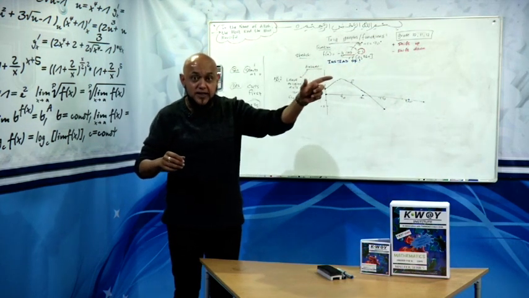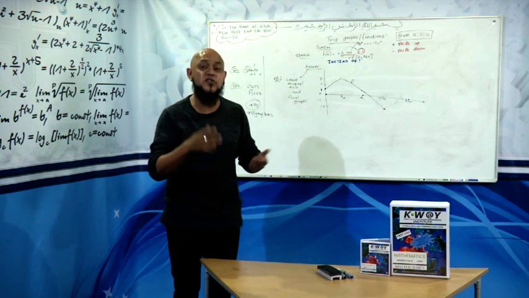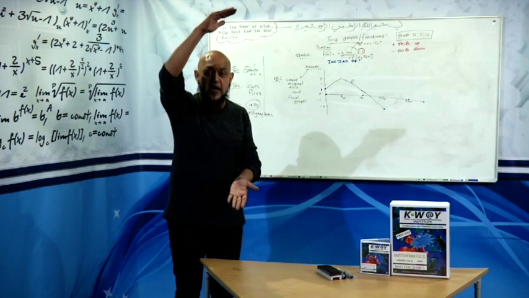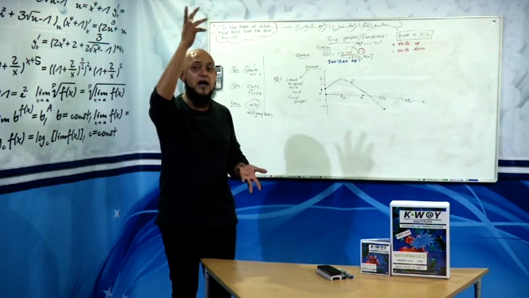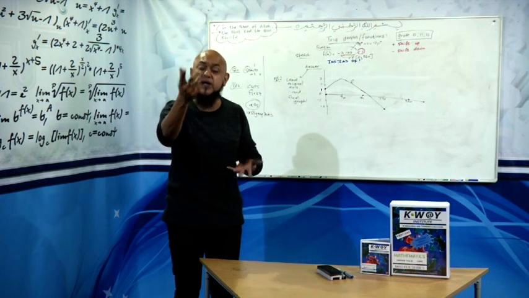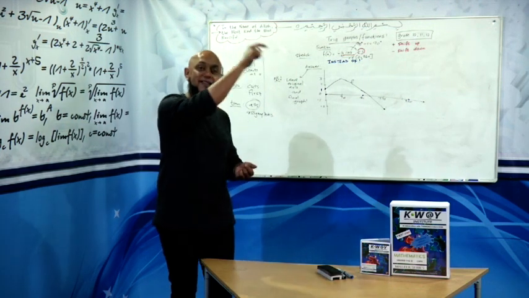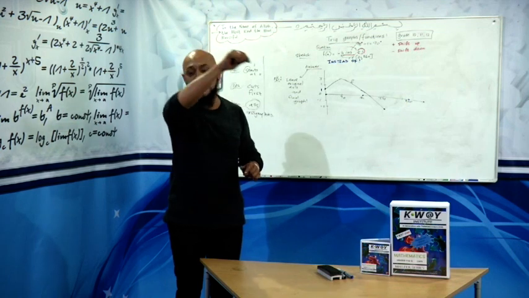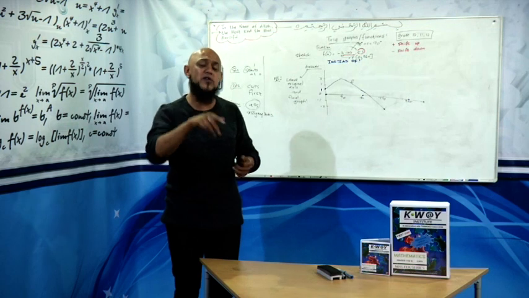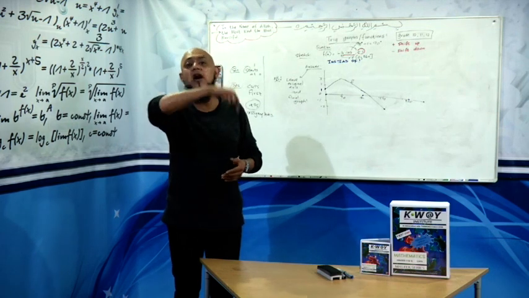You take out your domain from your restriction. Domain refers to x values. Range refers to y. What's your lowest y? What's your highest y? If it was 3 sine x, it would go from minus 3 up to plus 3. The period. How do you calculate the period? You say 360 divided by that number. So 360 divided by 1 would be 360. If it was 2, 180. What if it was a half? What if it was sine half x?